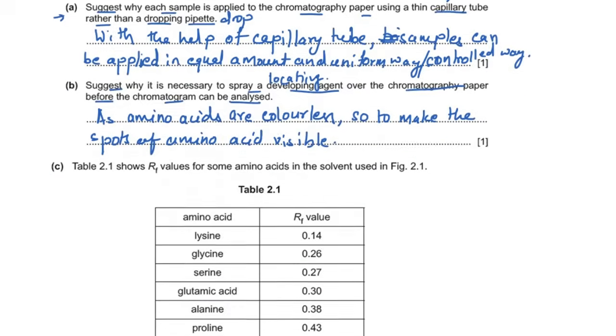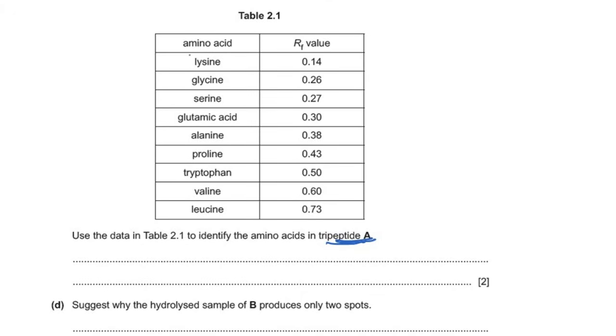Now if we compare it with the values given in the table, 0.14 is lysine, then 0.5 approximately is tryptophan, and 0.73 is leucine. These are the three approximate values we have got, calculating the RF value above. So identifying the amino acids, we can list them as lysine, tryptophan, and the third one is leucine. So these are the three amino acids present in tripeptide A.